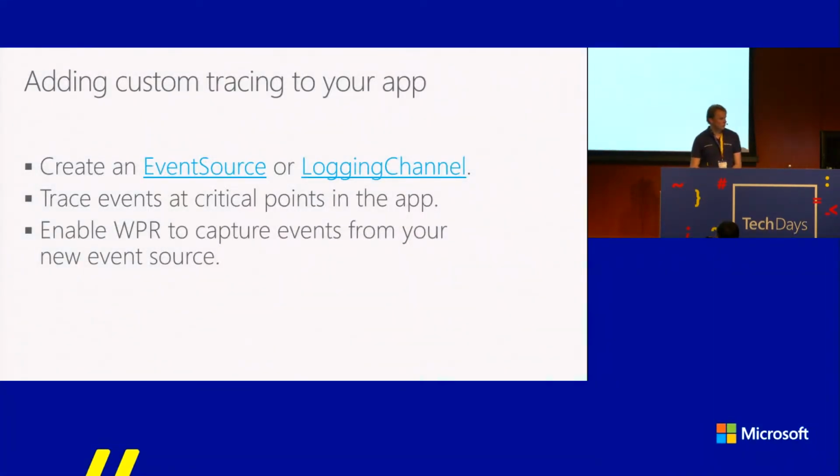Basically what you would do is you would create either an event source in C# or use the logging channel APIs that we provide to you as part of UWP, and trace events at the critical points in your app that you are interested in or that you think there's problems with. And then you can instruct WPR to, in addition to the system providers that it would collect information for, also collect the information from your own event source.